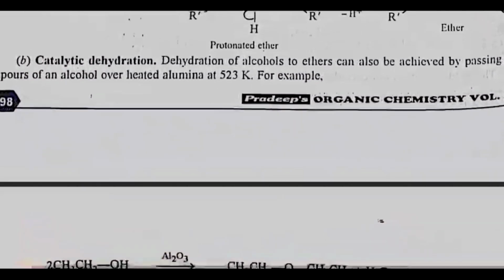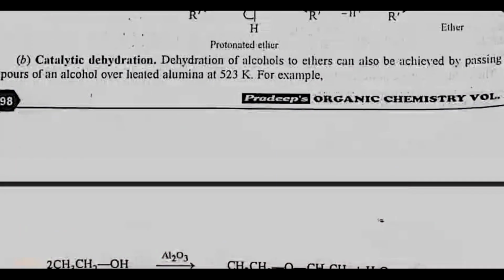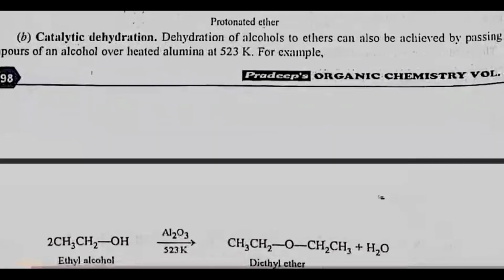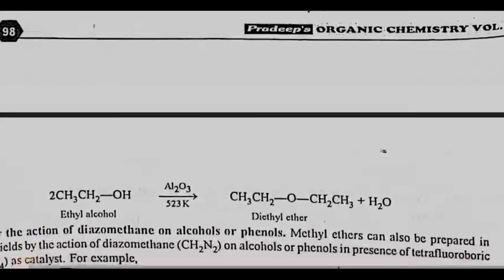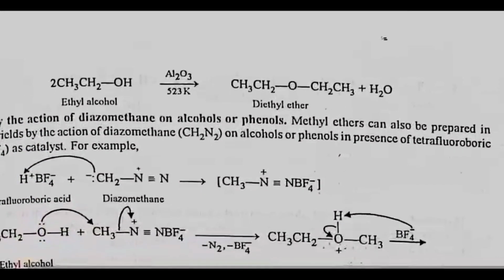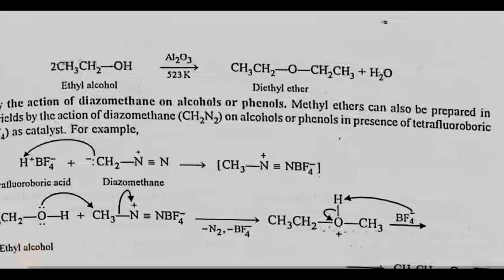B. Catalytic dehydration. Dehydration of alcohols to ethers can also be achieved by passing the vapors of an alcohol over heated alumina at 523 K. For example, ethyl alcohol in presence of Al2O3 at 523 K gives diethyl ether plus water.